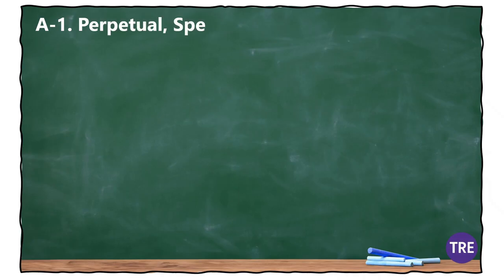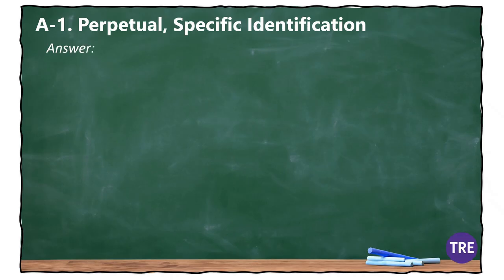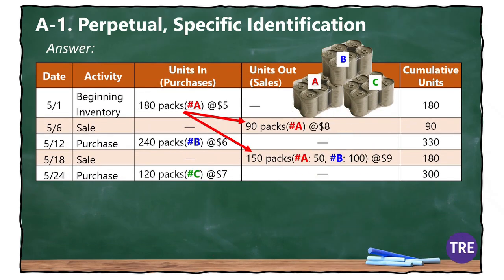Let's start with the specific identification method under the Perpetual system. Here, each batch of inventory has its own label, A, B, and C, and we know exactly which batch was sold. On May 1st, EcoMart began with 180 packs, labeled Batch A, costing $5 each. On May 6th, it sold 90 packs, and those all came from Batch A. That leaves 90 packs from A still in stock.